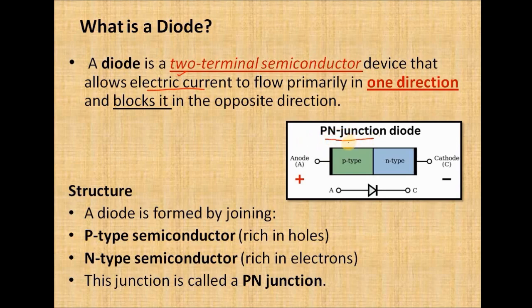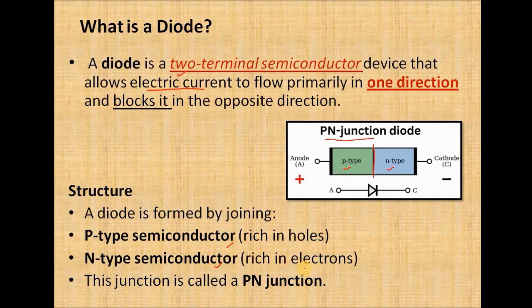So what do we mean by a PN junction? Structurally, one layer of P type and another layer of N type are joined together. Then the joining place is called a junction. We also call it a depletion region. This diode is formed by joining a p-type semiconductor, which is rich with respect to holes, and an n-type semiconductor, which is rich in electrons.